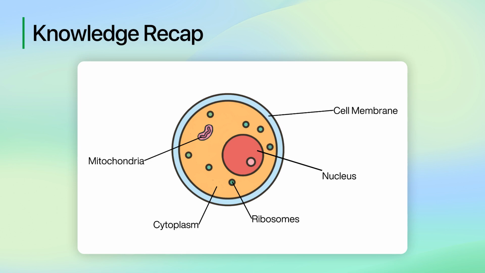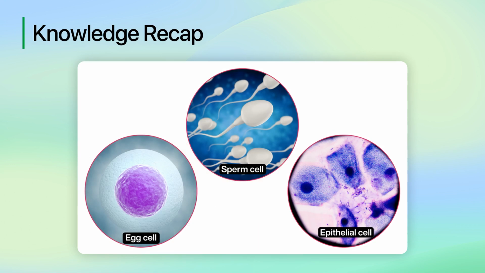So far, you have learned about the general structure of animal cells. You should recall that all animal cells share certain components, such as the nucleus, cytoplasm, cell membrane, mitochondria, and ribosomes. This foundational knowledge allows us to delve deeper into the concept of specialized cells. By understanding how sperm, egg, and epithelial cells are adapted to their functions, we gain a broader perspective on the complexities and efficiencies of biological systems. Let's get started.